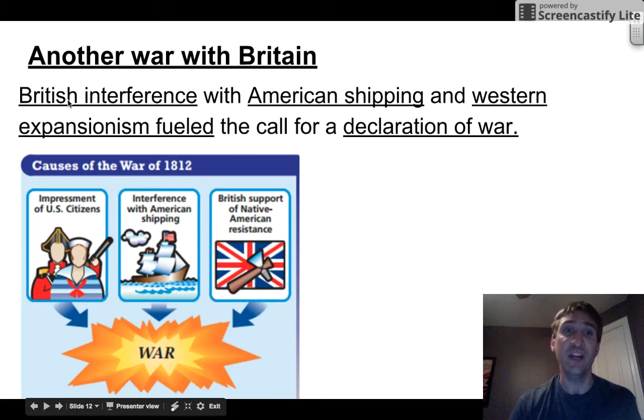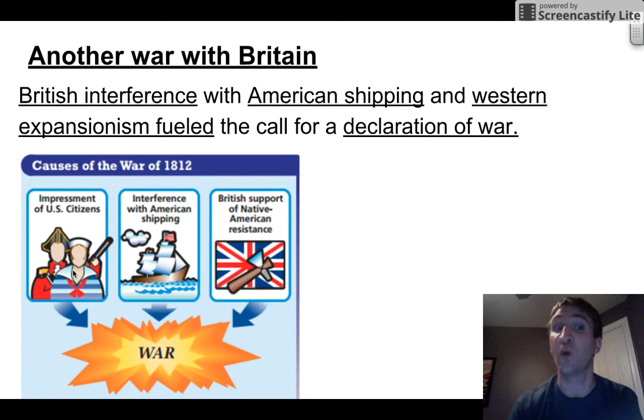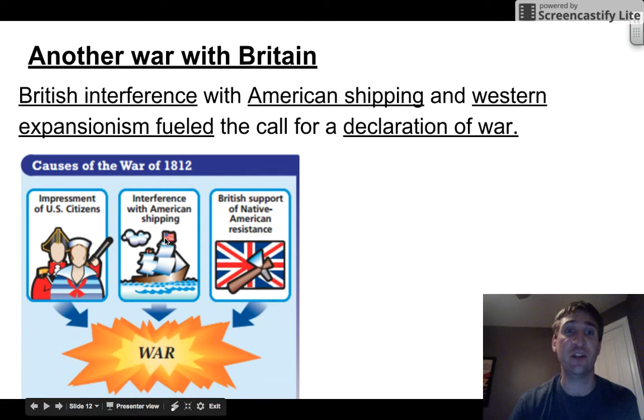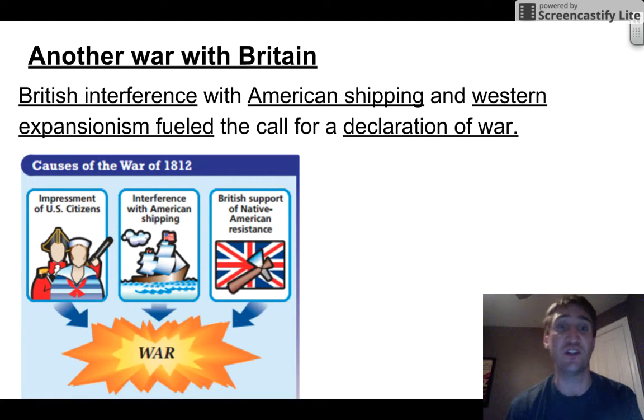What happened? British interference with American shipping and Western expansionism fueled the call for a declaration of war. And here are the causes of the War of 1812. Impressment of U.S. citizens. That's right. The British Navy actually took prisoner and made American Navy men work for them. And here you see the interference with American shipping. And the British support the Native American resistance. They actually give weapons to the Native Americans so that they can fight the American settlers. What?